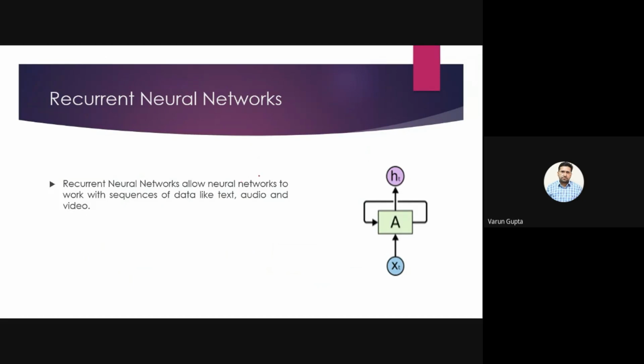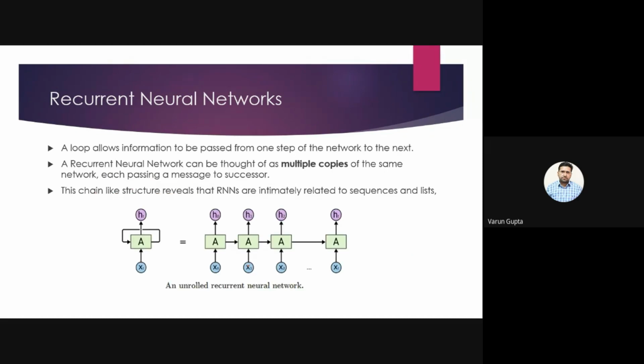This is how it is helpful to us: it allows us to work with sequences of data like text, audio, and video. Anything that is in sequence can be processed using recurrent neurons. Normally we show it like this, and it is the unrolled structure that we have just seen. This is without rolling, this is with rolling. You can see there are multiple copies of the same thing.